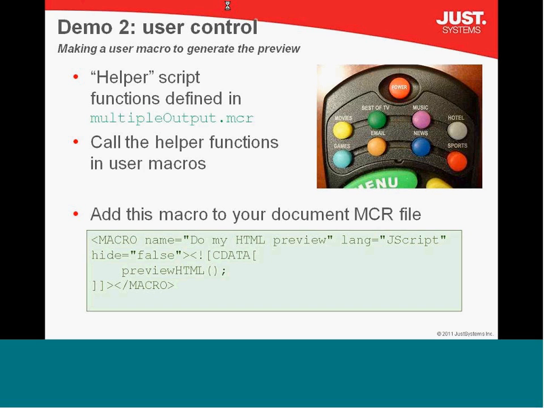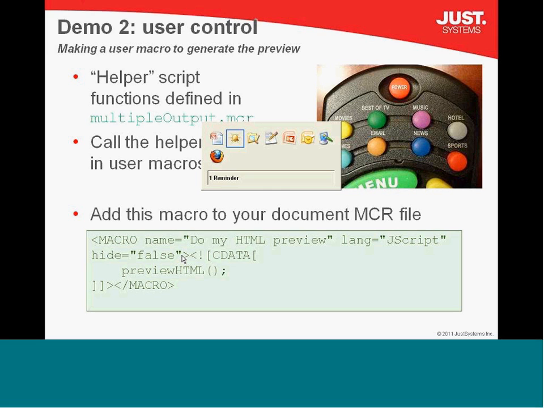As it turns out, there are some helper script functions defined in multiple output MCR which will help you in this process. One of these functions is called preview HTML. So this user macro right here is a simple one-line macro that will allow you to call that preview HTML function, which will switch to the HTML preview mode. So let's look at what that looks like.